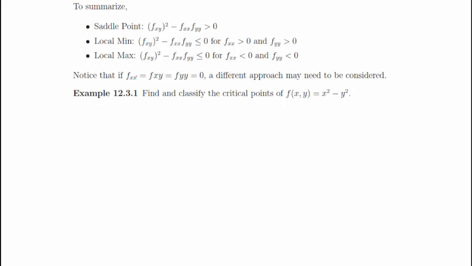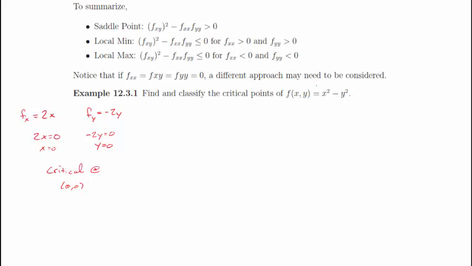So if I'm going to classify the critical points of this function, I'd better find the critical points. The critical points occur when f sub x, which equals 2x, and f sub y, which equals −2y, both equal 0. So 2x equals 0 when x equals 0, and −2y equals 0 when y equals 0. So we have a critical point at the origin, (0, 0).